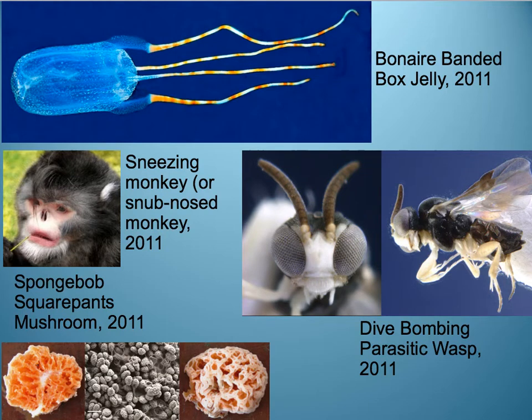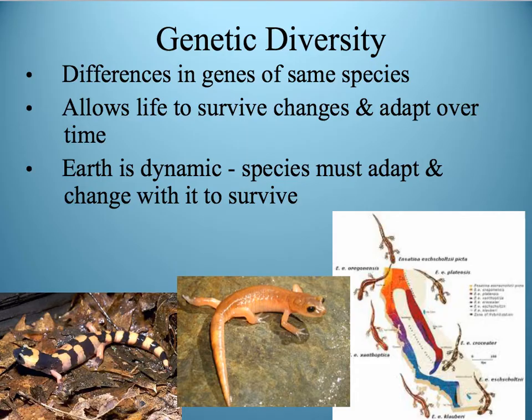There's the Bonaire banded box jelly. It's pretty awesome looking. The sneezing monkey or snub-nosed monkey. SpongeBob SquarePants mushroom, one of my favorites. You can tell down here if you look at these guys, the mushroom itself looks a little bit like SpongeBob, I'm sure named after the cartoon character. And the dive-bombing parasitic wasp. All of these different species were indeed discovered in just a couple years ago. Again, thousands of species discovered each year. We really have no idea how many different things are out there.